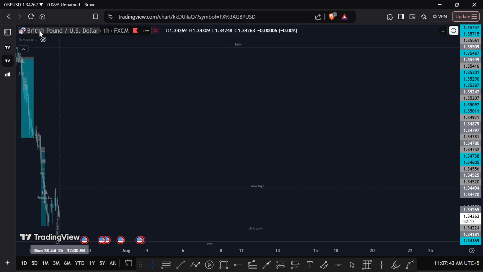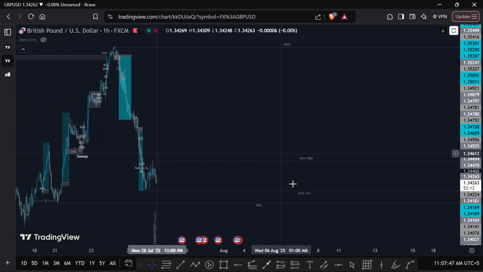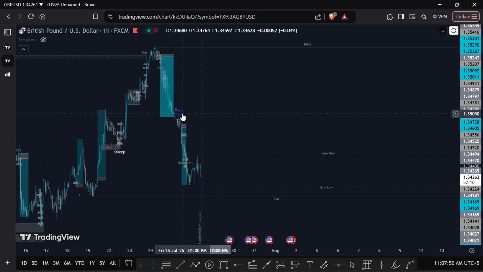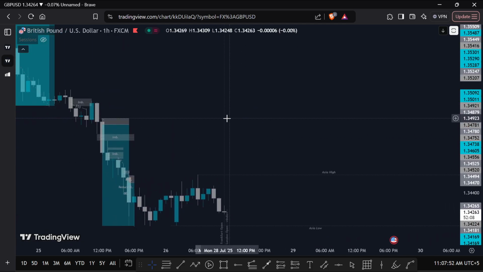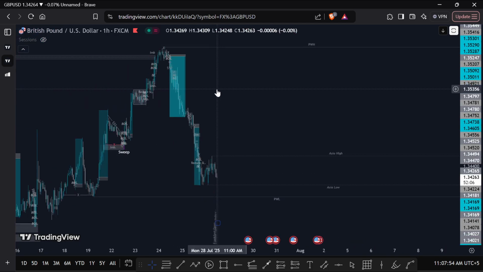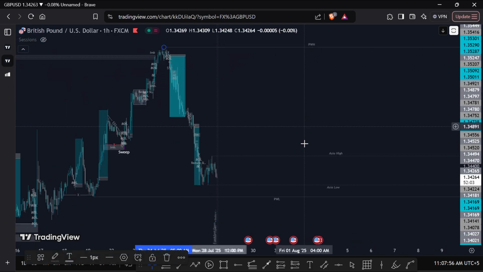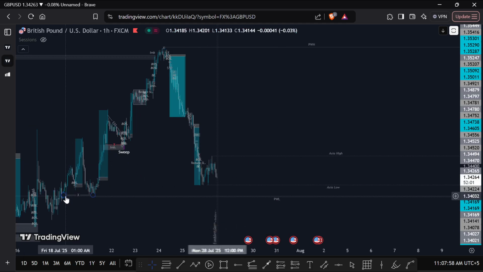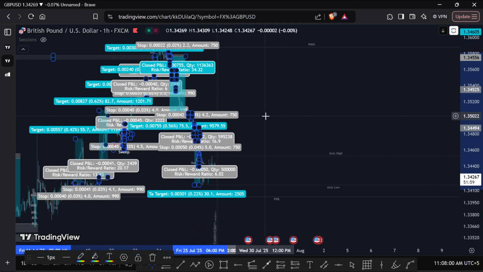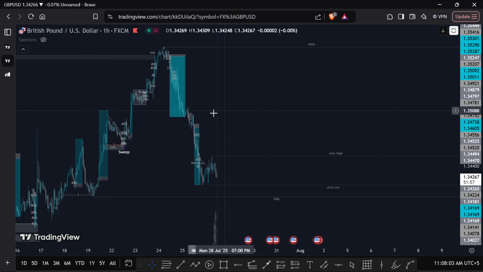And today we are gonna be analyzing GBP USD and Euro USD as usual. Today is 28th of July 2025. So let's start with GBP USD. I have marked out the previous week high and the previous week low levels. Please ignore all these drawings of me.